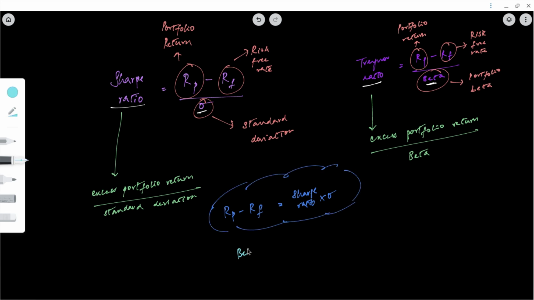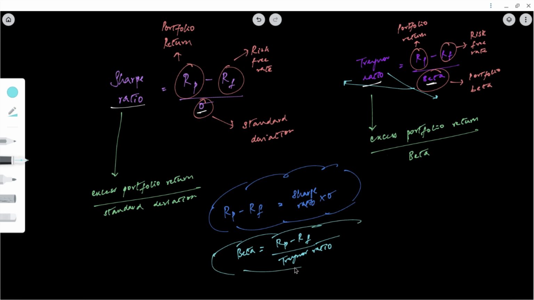Next, beta is equal to, see, if this goes here and if this comes down, RP minus RF by Treynor ratio. This is how we will find out the beta of the portfolio. Okay. So now we will start solving the problem.